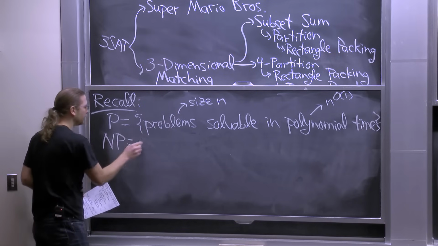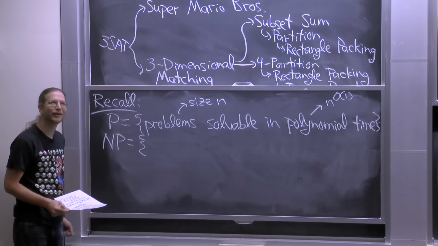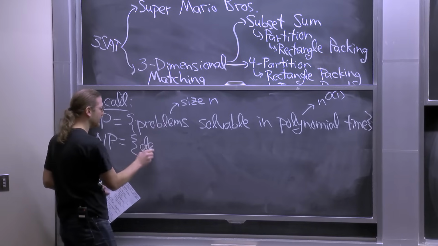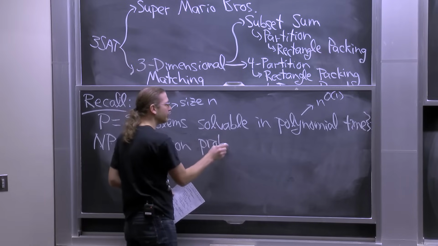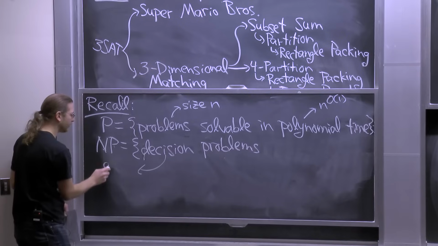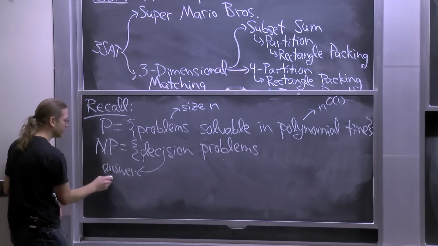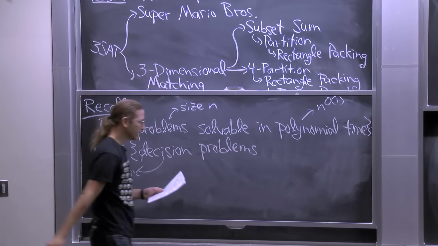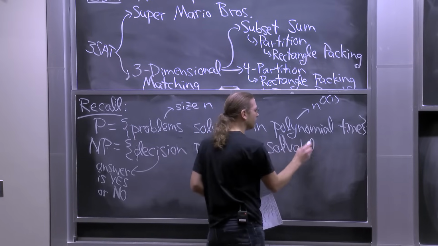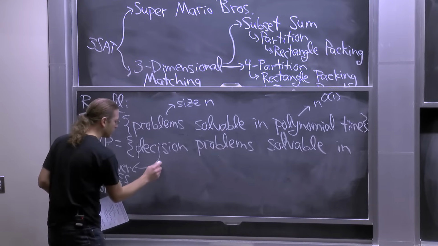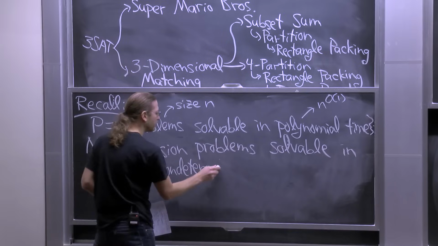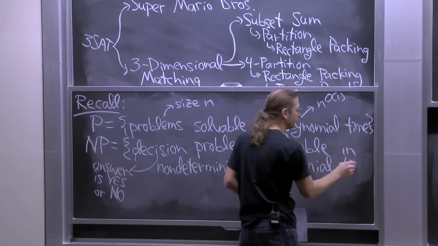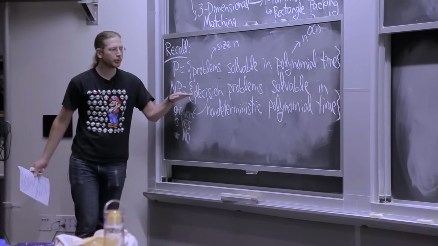And then NP is not problem solvable not in polynomial time, but it's problem solvable in non-deterministic polynomial time. In this case, we need to focus on a particular type of problem, which is decision problems. Decision just means that the answer is either yes or no, so it's a single bit answer. We'll see why we need to restrict to that kind of problem in a moment. So this is problems you can solve in polynomial time.